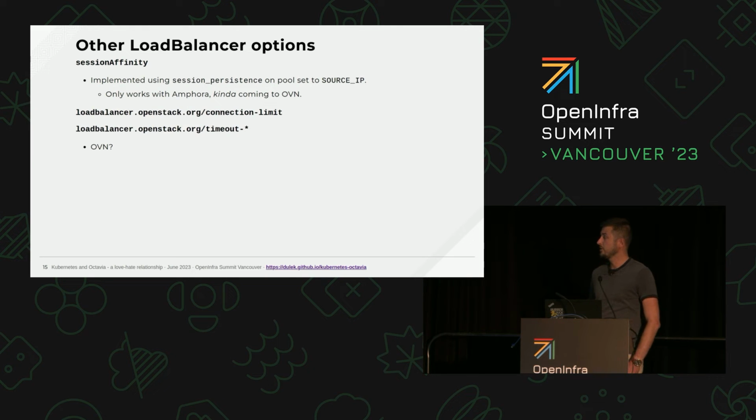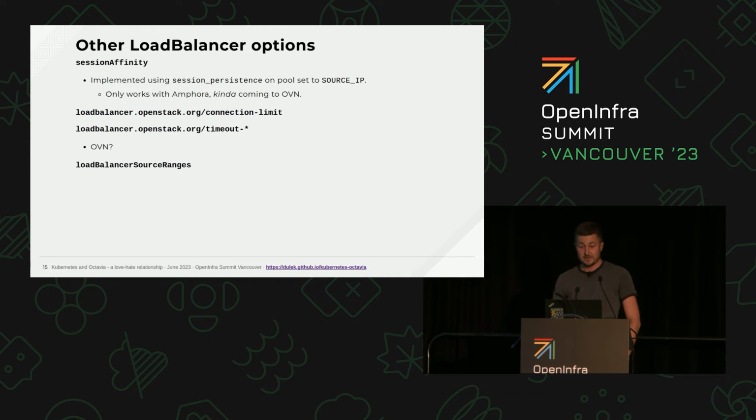There are two more options, like the annotations that you can set on all the services, and the connection limit and all the timeouts. And I think OVN does not implement this as well. That's something that I've realized only today, so I haven't been able to check completely. I've only looked in the code, but I think this is missing as well. So Amphora is supporting this, but not the OVN Octavia provider.